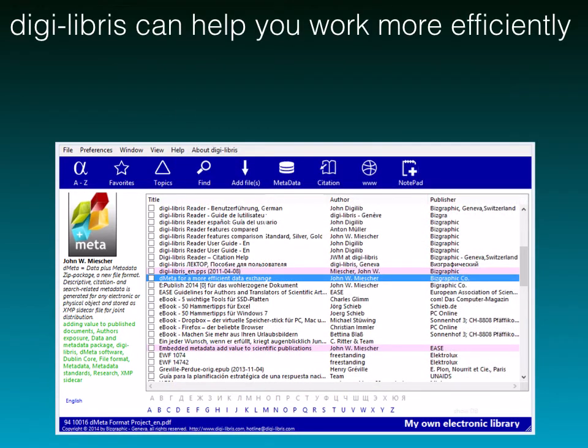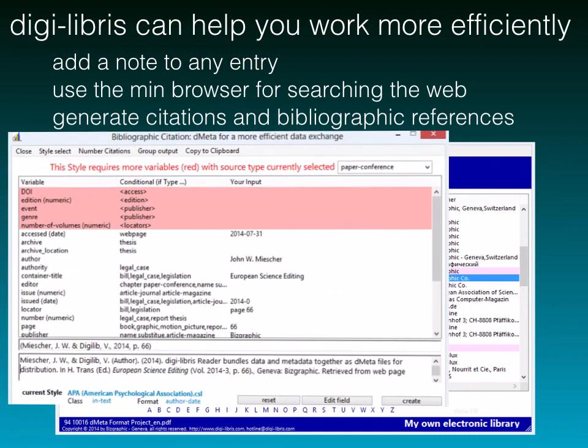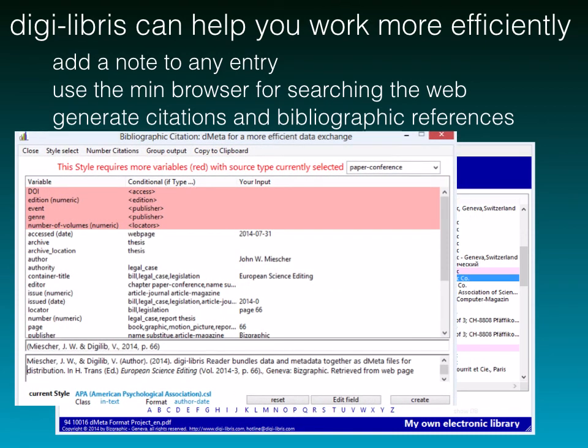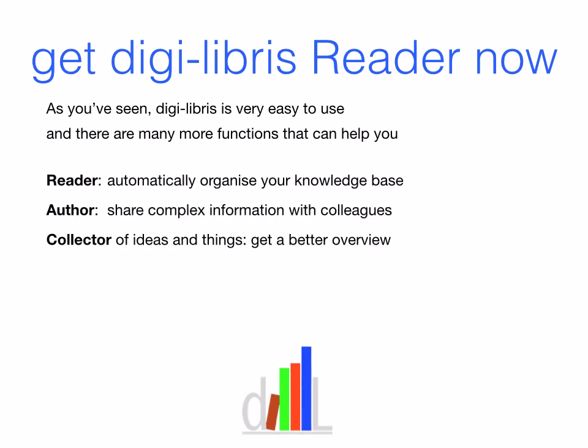And there is a lot more digi-libris can do to help you work more efficiently. For instance, you can add a note to any entry, which can also be exported to a word processor, or open the mini browser for searching the web, or generate a citation and bibliographic reference based on the metadata of an object. As you've seen, digi-libris is very easy to use, and there are many more functions that you might find useful as a reader, author, or collector of things.